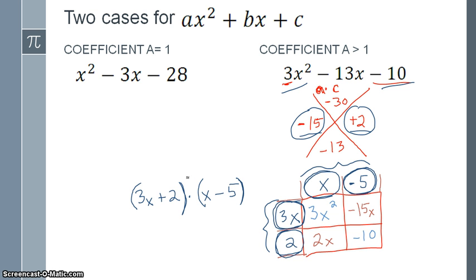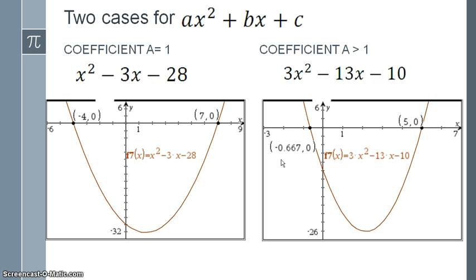If I did that again, I get 3x squared plus 2x minus 15x, which is negative 13x, and 2 times negative 5 is negative 10. So it works. And my solutions, the values of x that make these 0, would be x equals negative 2/3 if I was to set each separate factor equal to 0, and x equals positive 5. So those are going to be my two solutions to this, and we'll take a look at the graph. And indeed we see negative 0.667 on the calculator, negative 2/3, and also positive 5 are our two solutions. And as we saw before, we had the factored form down. I believe it was 3x plus 2 and x minus 5.